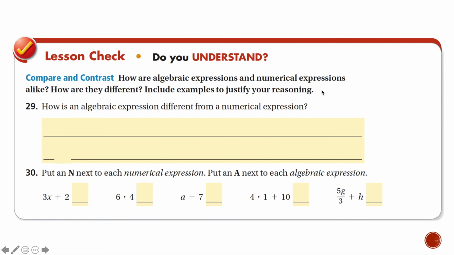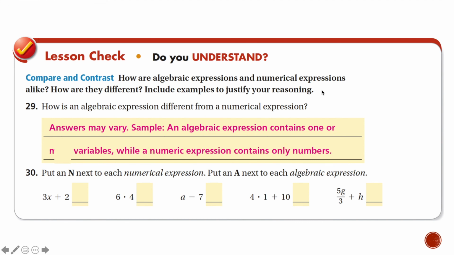Well, how is an algebraic expression different from a numerical expression? An algebraic expression contains one or more variables, while a numerical expression contains only numbers. That's it. I mean, that is the only difference. What are the similarities between the two? They're both expressions. They're both made up of mathematical operations. They both contain numbers a lot of the times. One just always contains numbers, and the other one has some variables every now and then.